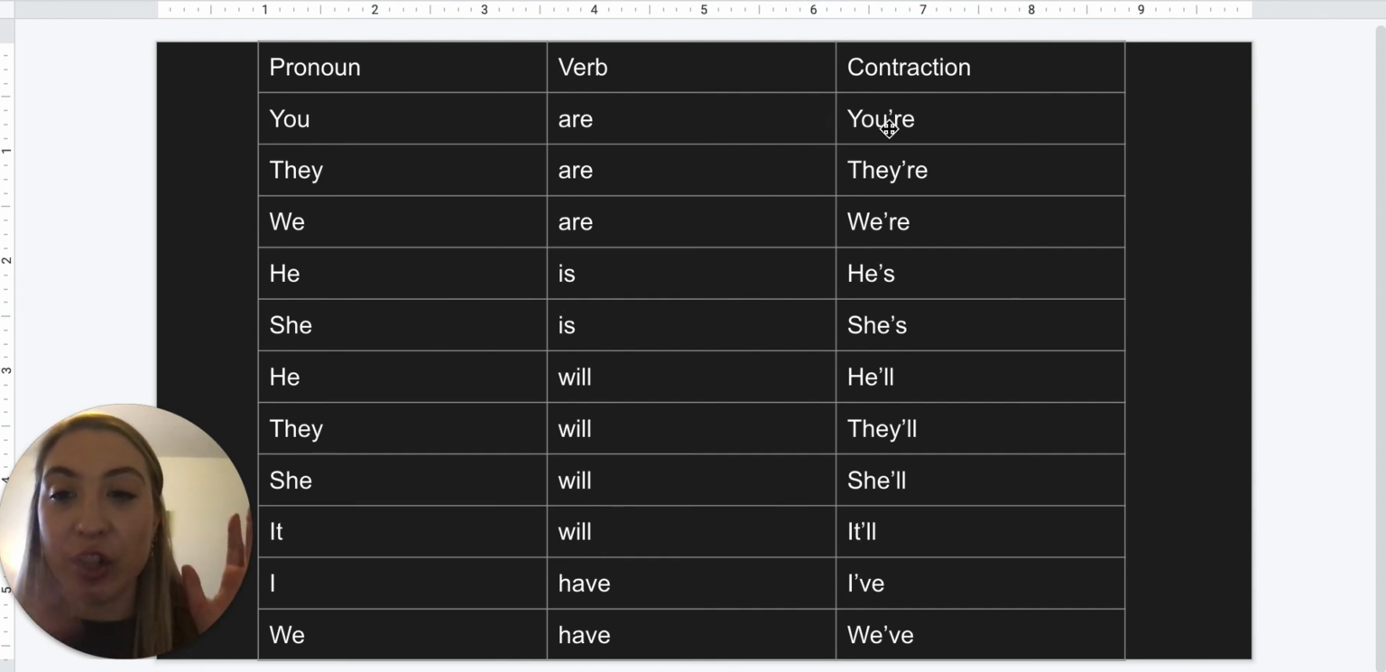So you have to make sure, look at the pronoun. Pronoun comes first, and remember to capitalize it if it's at the beginning of a sentence. Then we add our apostrophe, and then depending what verb we use, depends on what the ending is. For are, our apostrophe takes the A. Is, our apostrophe takes the I. Will, our apostrophe takes the place of WI. And have, our apostrophe takes the place of HA.